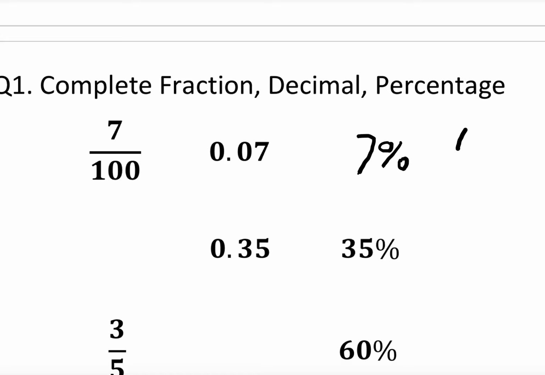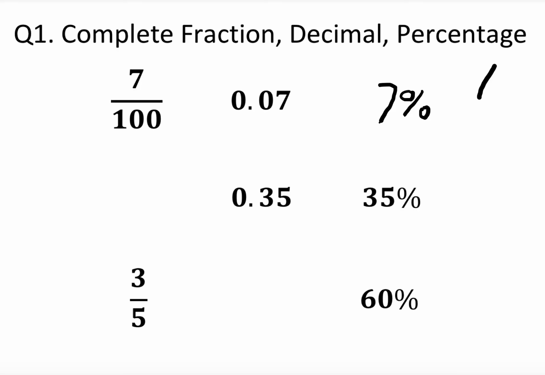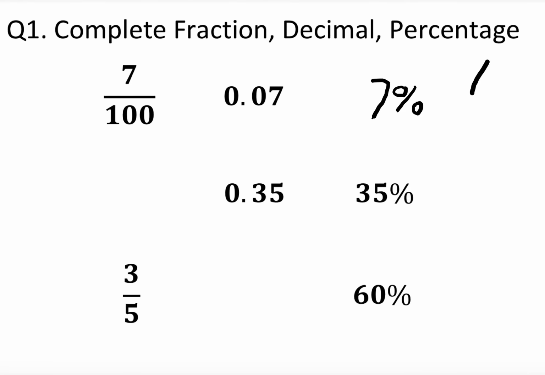Sorry, the screen moved there a little bit, so just move that up a bit. Oh, we don't want that line there, do we? Right, so that's the first one. So 7/100 is the same as 0.07 and 7%.